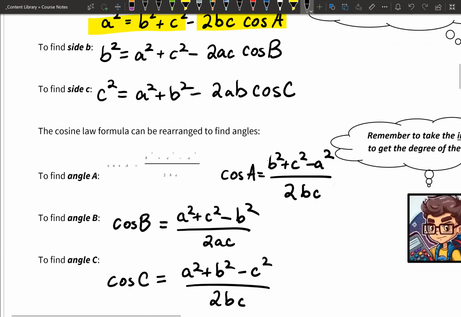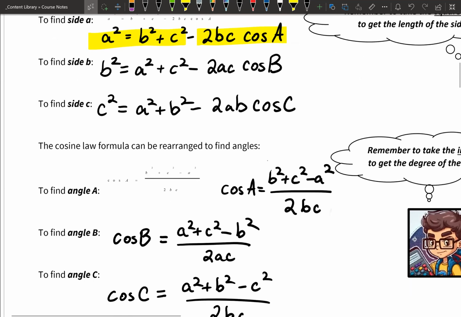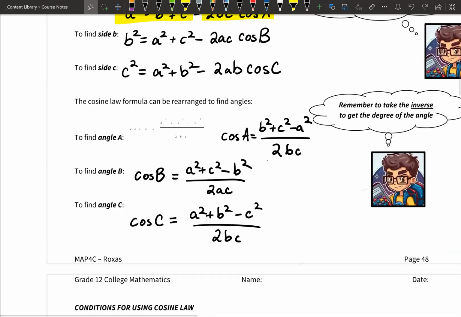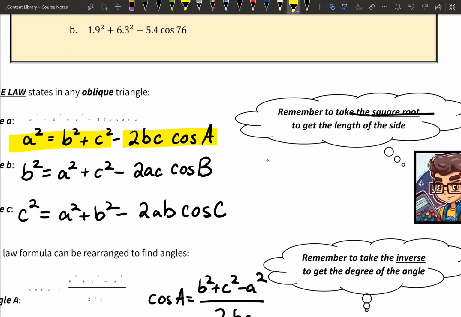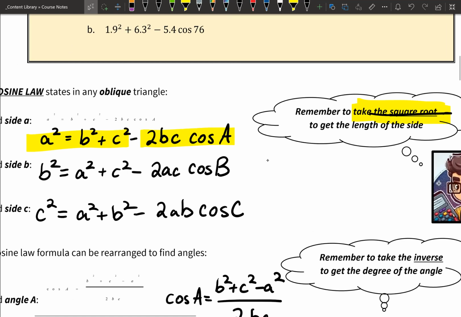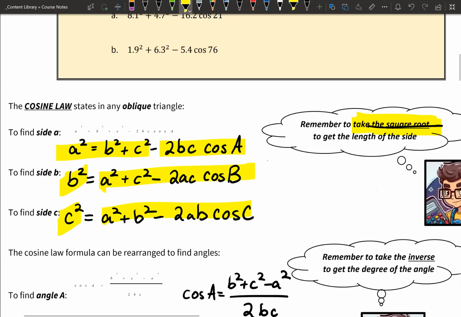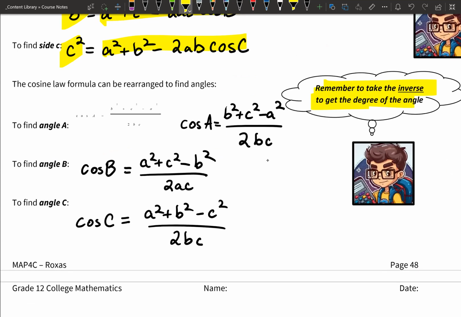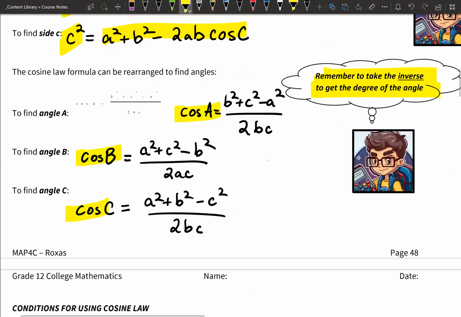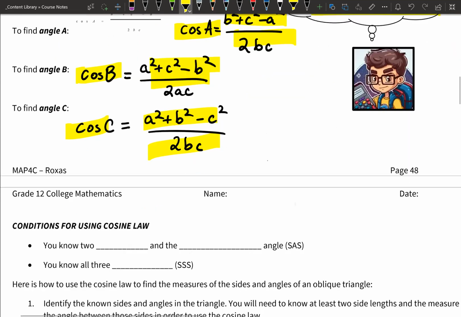And these formulas talk about finding either a different side, a, b, or c, or angle A, angle B, angle C. A couple of important things: if you're trying to find the side length, remember to take the square root to get the side length, right? Because you're given a squared, b squared, or c squared, you're solving the entire right side. Whatever number you get on the right side, you have to take the square root to find the side length. And if you're finding the angle, remember, you're going to take the inverse to get the degree of the angle, right? So whatever you calculate for cosine A, cosine B, and cosine C, everything on the right side gives you a number, and then you have to find the inverse of that number to find the angle.